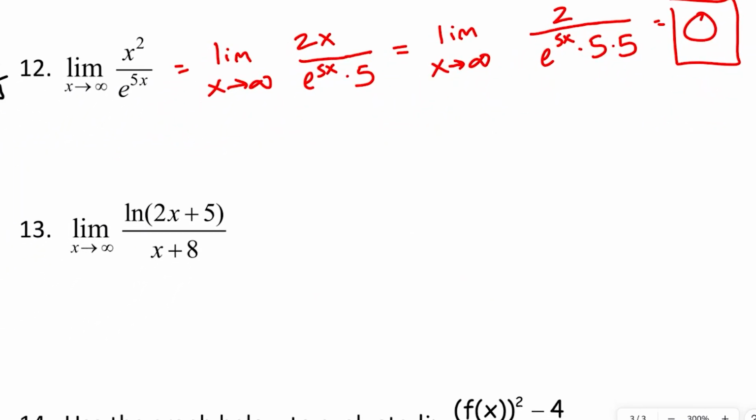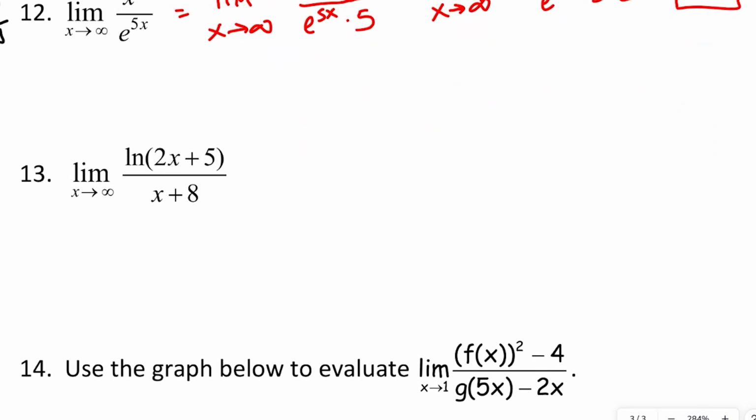Okay, number 13. This is our last one. No, we got 2 more. Okay, 13. We've got the limit as x goes to infinity of the natural log of (2x plus 5) over (x plus 8). Now, this is another one where if you know the relative growth rates, you can answer this pretty quickly. Okay, what grows faster, polynomial or logarithmic?